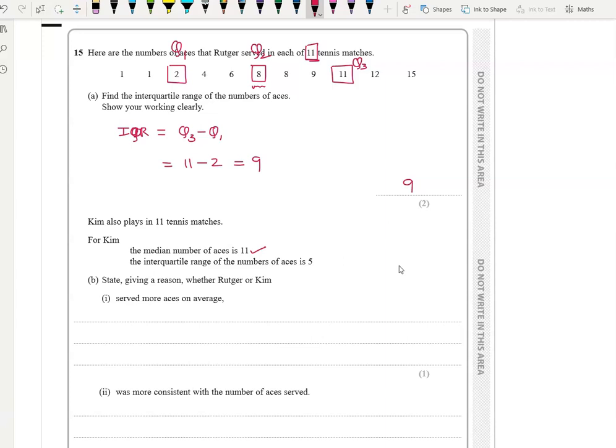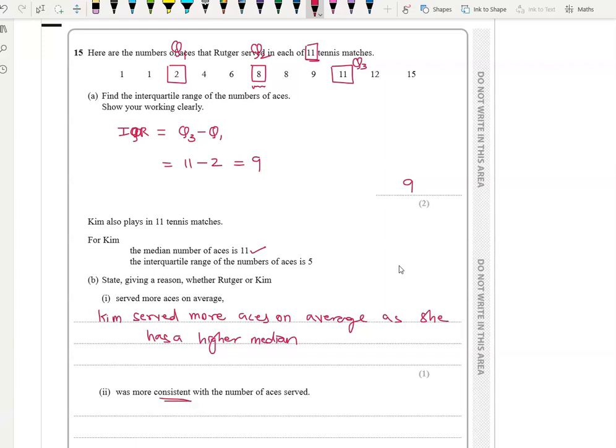State giving reason whether Rutger or Kim served more aces on average. Now you can easily make out, because the median number of aces is 11, so Kim served more aces on average. Okay, and the reason is because she has a higher median. Okay, one more question is state giving reason who was more consistent with the number of aces served.